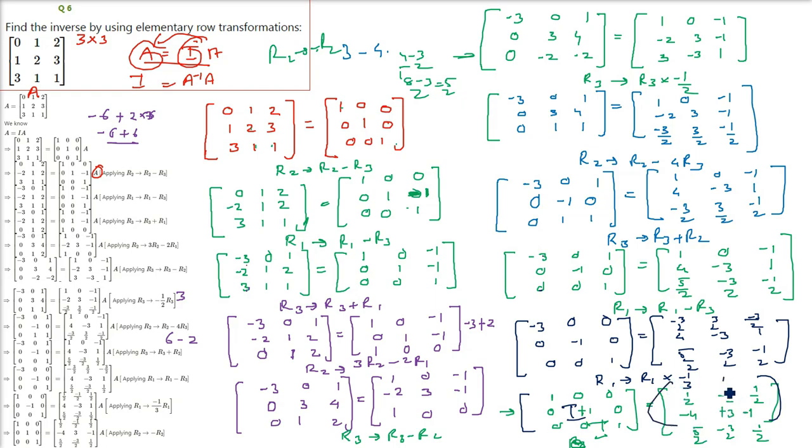So this right hand side is A inverse. Left hand side we already made as identity. Right hand side is A inverse. So the final value is like this: half, minus half, half, minus 4, 3, minus 1, 5 by 2, minus 3 by 2 and half. It will take a bit of time, but you will get the result like this. This is going to be A inverse into A.